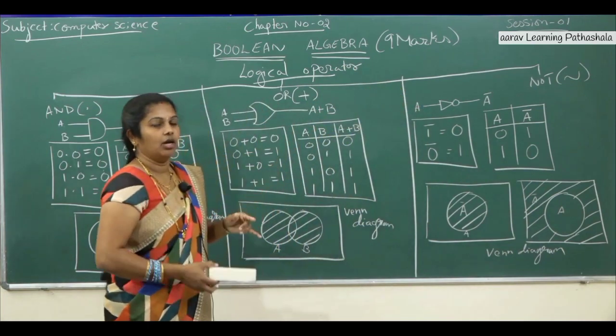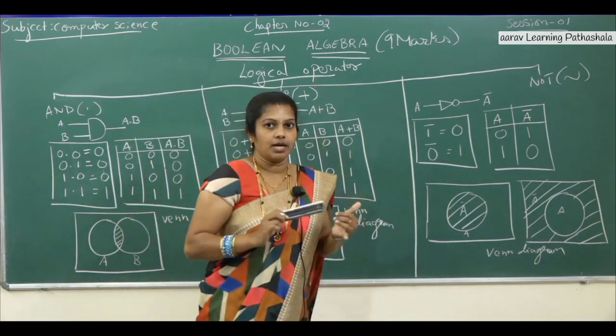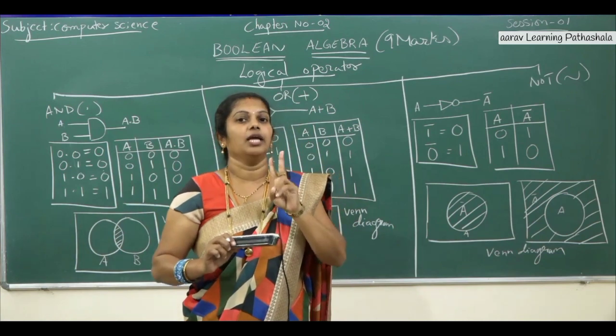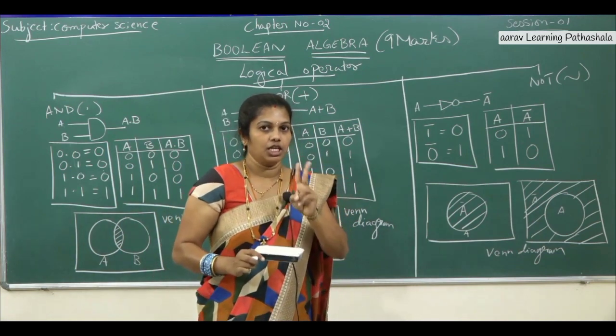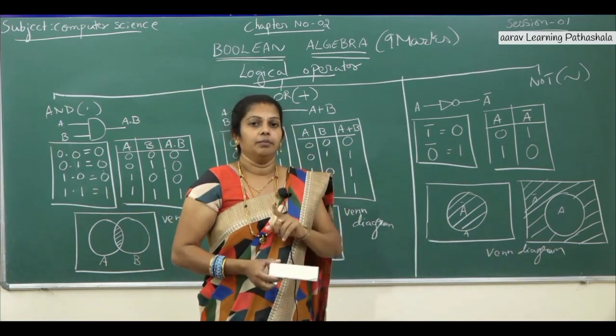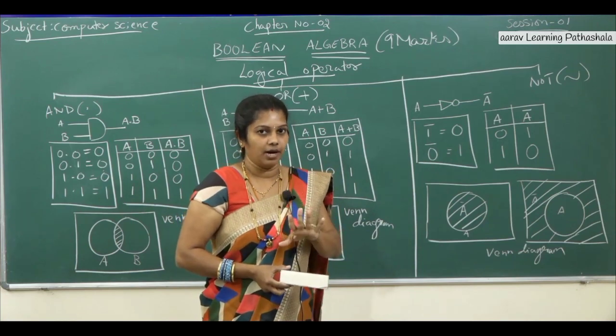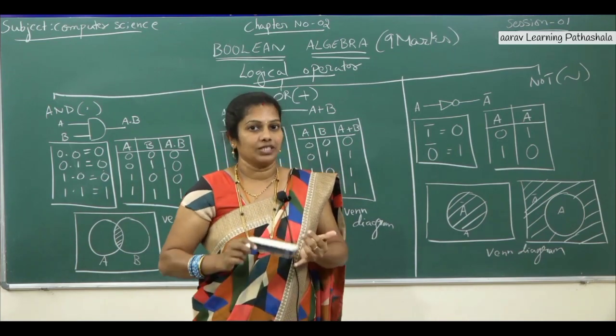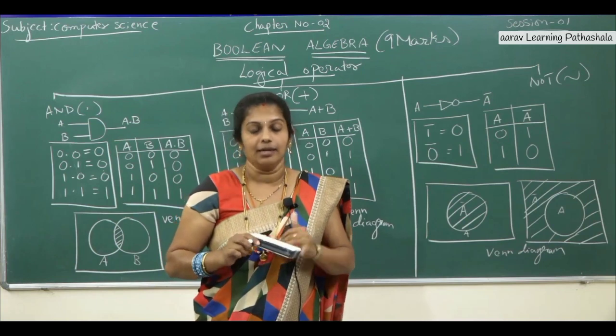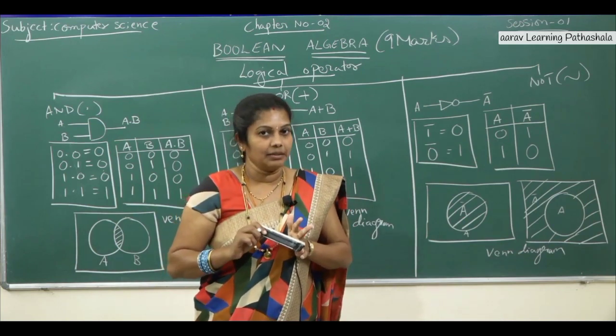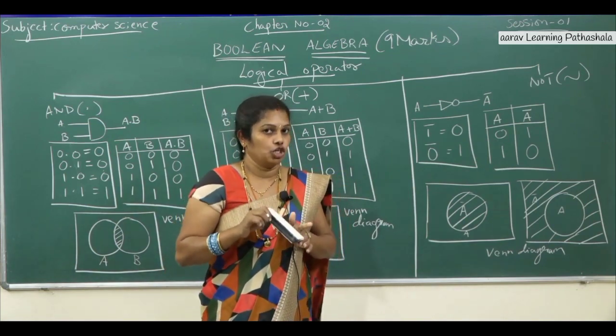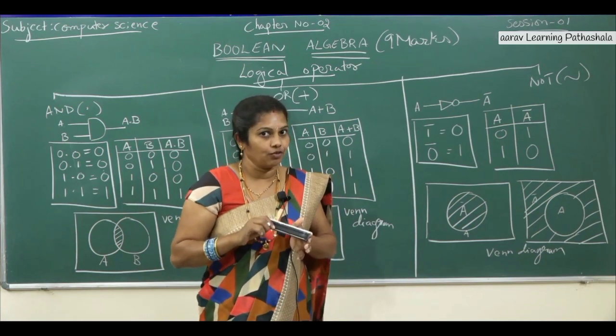Now once again I am going to recall, this Boolean Algebra chapter weightage is 9 marks. In part B, 2 questions. Each question carries 2 marks. And in part D, 1 question, 5 marks. It is also called switching technique, and it mainly deals with binary numbers, and it was developed by George Boole in the year 1854.